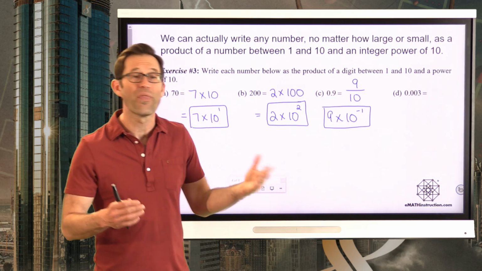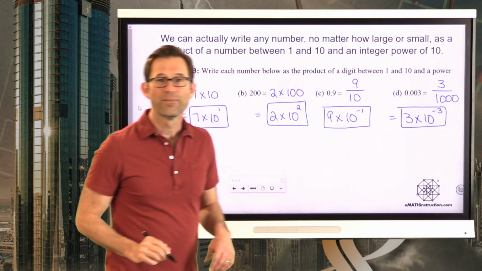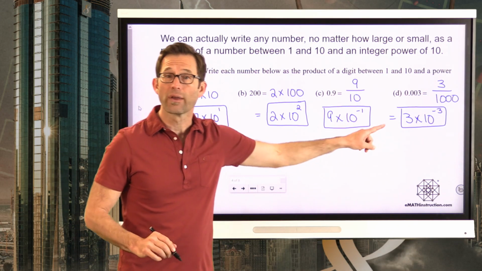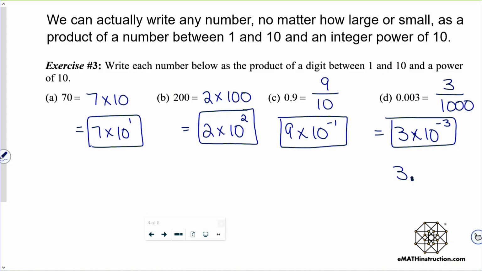0.003 is 3 1,000ths. This is the same as 3 over 1,000, which is the same as 3 times 10 to the negative third, right? Now, can I check that? Sure, I could check this by taking that 3 and moving the decimal 1, 2, 3 places, and yeah, it would be the right answer.